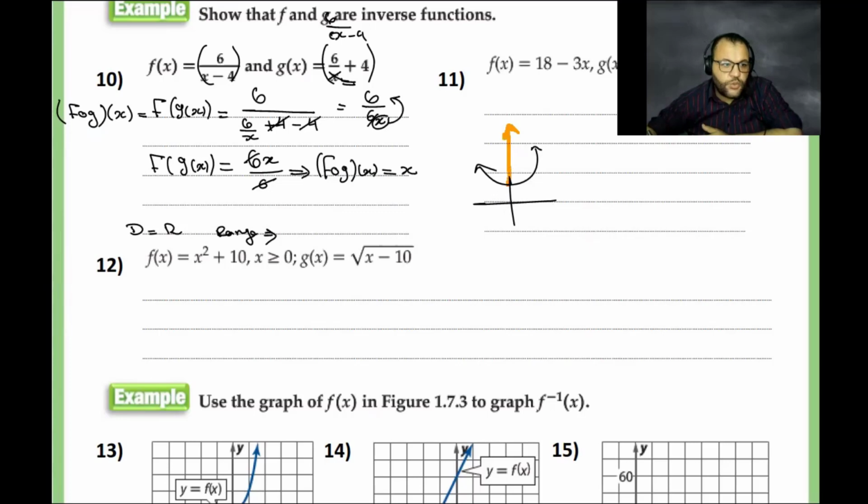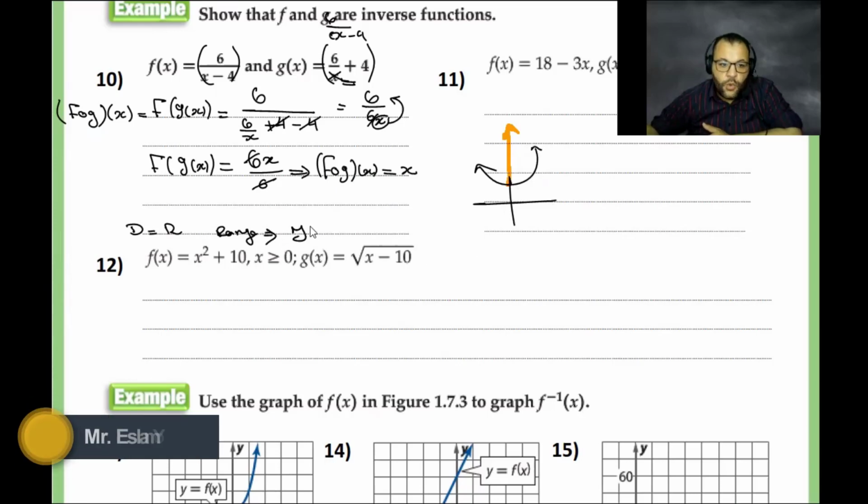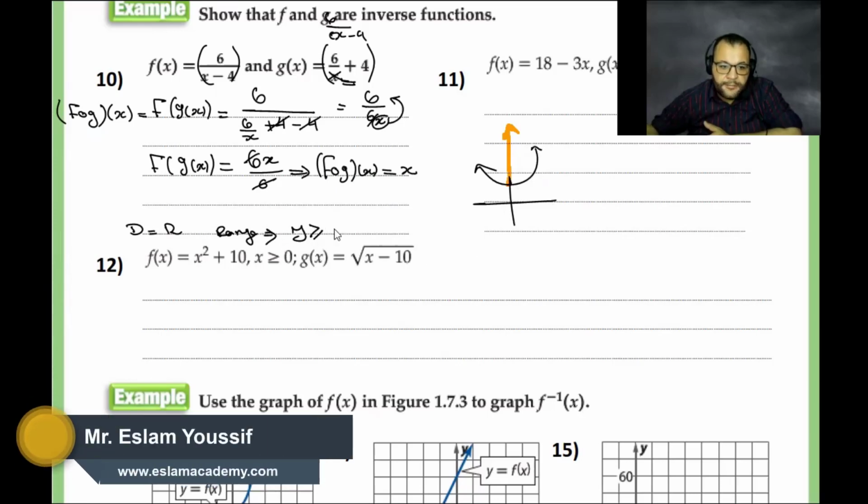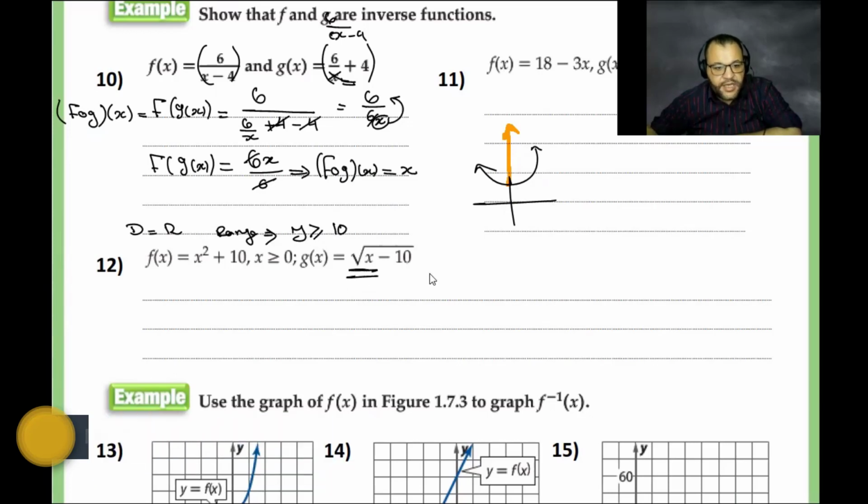You understand it? That's when I'm fighting with everyone to understand the concept. Just from the concept, you can find it. So the range now would be y is greater than or equal to 10. You understand it? What is the domain for the second one?